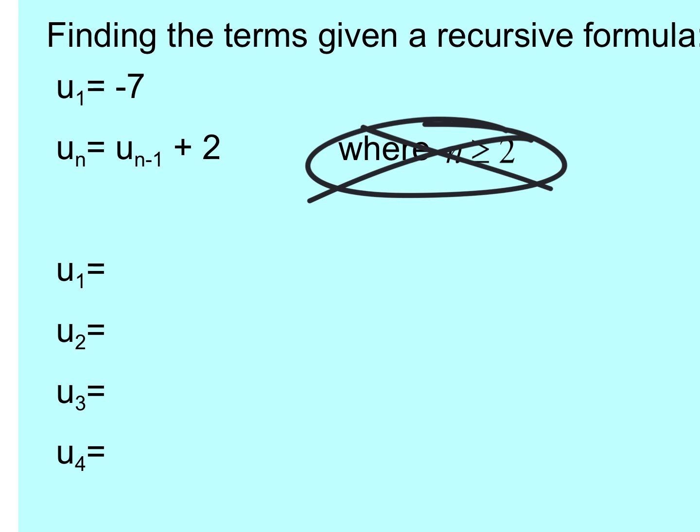Iris, what do you think is happening between each term? You are adding 2. So what's u sub 1? Good. And then you add 2 and you get? You are correct. From there you just keep going and you add another 2 and you get negative 3 and add another 2 and you get negative 1 and it'd be super easy. All right.